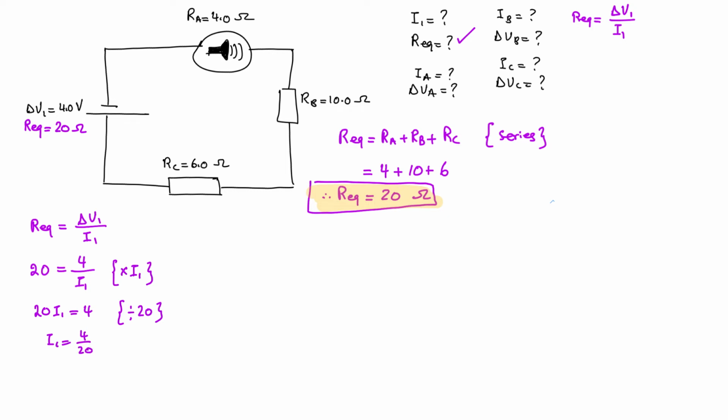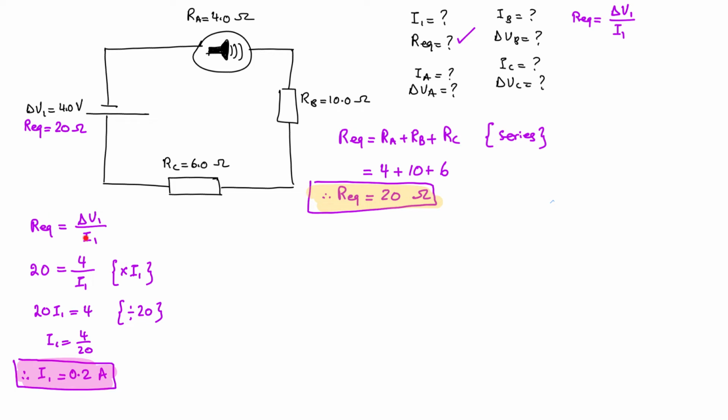Now, 4 over 20 is equal to, and usually I ask you to write the units here. For this, let's just write the unit at the very end. Make sure that for all of your answers, you write the final units. 4 over 20 is same as 1 over 5, which is about 0.2 amps. And make sure that you box your final answer. In this case, I1 is 0.2 amps.